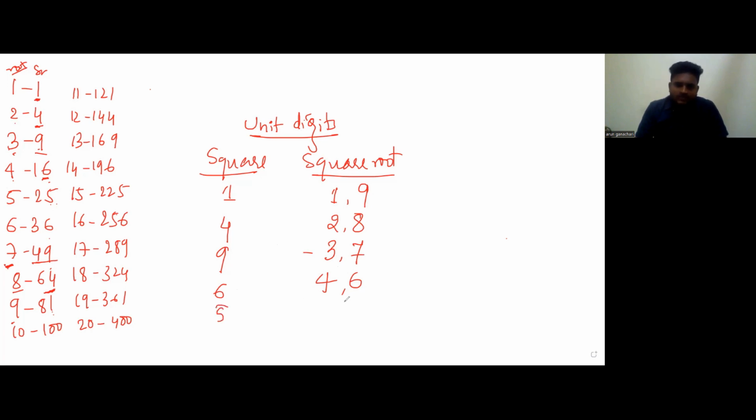Finally, if your square has 5, your square root also has 5. And if your square has 0, your square root also has 0. Understand this concept properly. We are talking about only the unit digits here, and we have actually made a list. Copy this list, then we will move further.